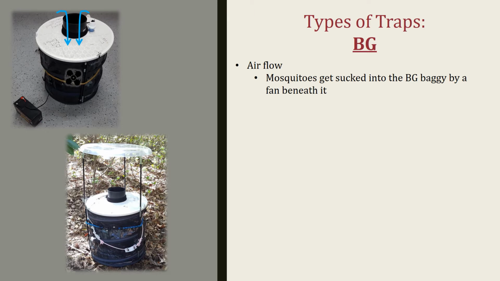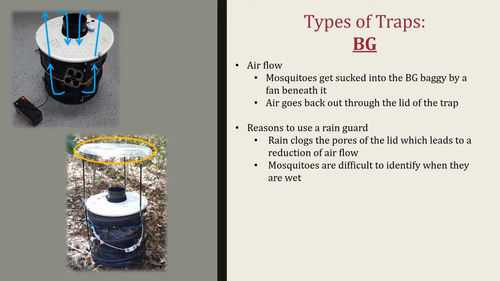The mosquitoes get sucked into the BG baggie by the fan beneath it, and the air goes back through the lid of the trap, and because these mosquitoes aren't passing through that fan, they're less likely to be damaged. Your city might use rain guards, and these rain guards would help protect the pores on the lid of this trap from getting clogged, which could reduce the airflow of the trap. Also, mosquitoes are kind of difficult to ID when they're wet.